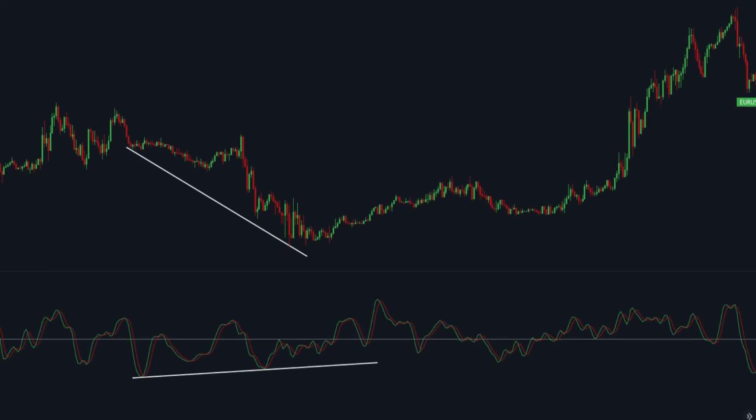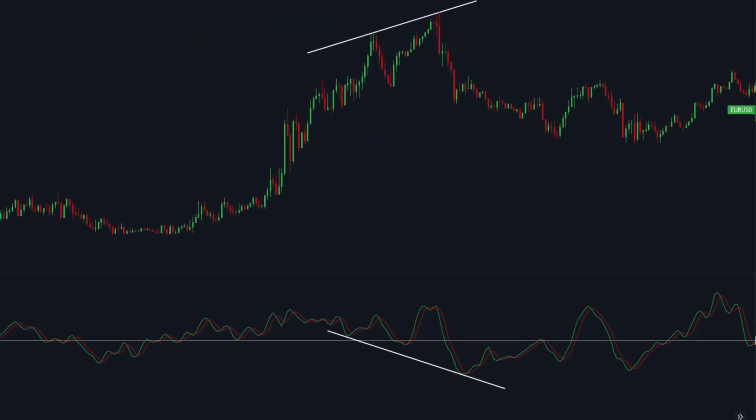In this bullish example, we can see the price making lower lows and the RVI making higher lows, indicating a change in trend. Then the price moves to the upside as anticipated. In this bearish example, we can see the price making higher highs and the RVI making lower highs, indicating a change in trend. Then the price perfectly moves to the downside as anticipated.